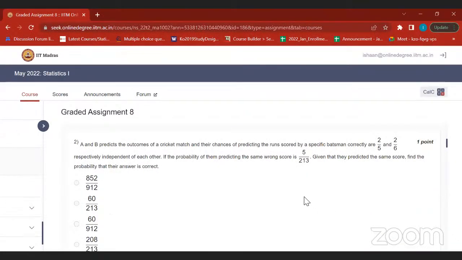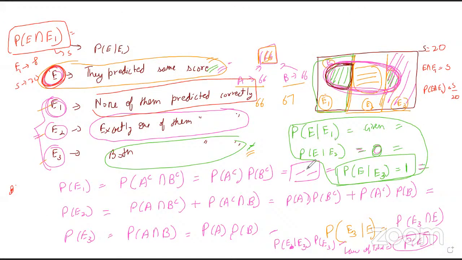Yeah, sir. Just one doubt, sir. Here, whatever explanation you have given, the value will be the complement, right? The E for E1, or will it be the same value 5/213? It will be the same, right? But here we are considering the predicted correctly, right? And there it is saying a wrong score.